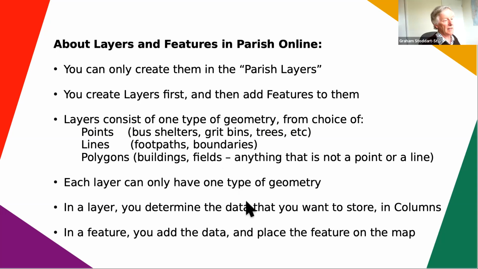As you make the layer, you determine which fields or columns you're going to create to store the data. And then when you add a feature, you actually put in the data for each of those columns and you move the feature to the map. So 2 steps, one to create a layer and second to add features to that layer.